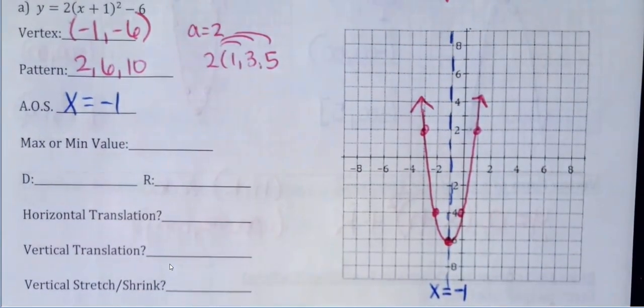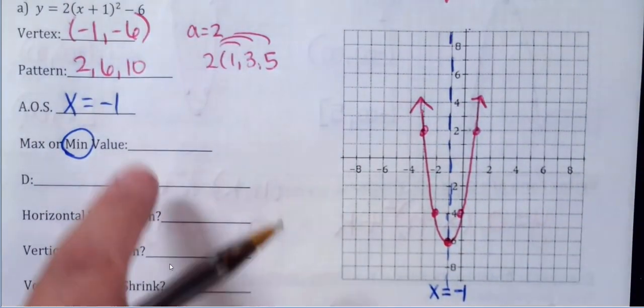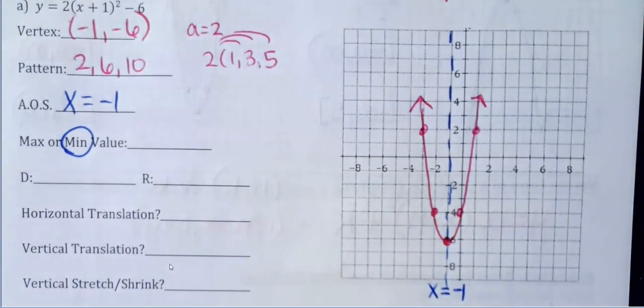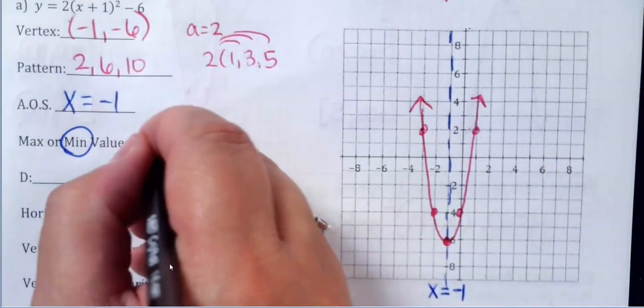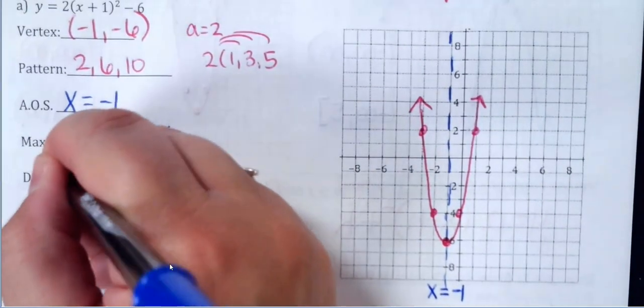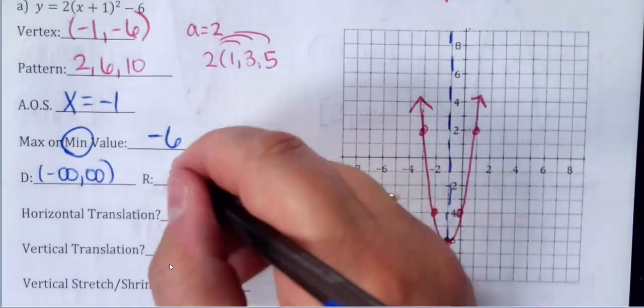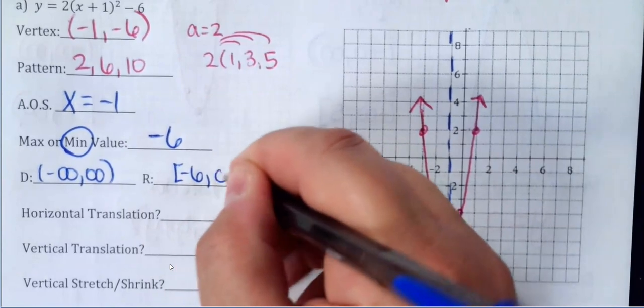Now, looking at this graph, would it have a maximum value or a minimum value? Minimum, right? Because the vertex is at the bottom. So I'm just going to circle the minimum. I just abbreviated that. The actual value, all you have to do is write down the y coordinate of the vertex, which should just be the -6. Domain for every single one of these is -infinity to infinity, and the range is going to start at the -6 and then go up forever.